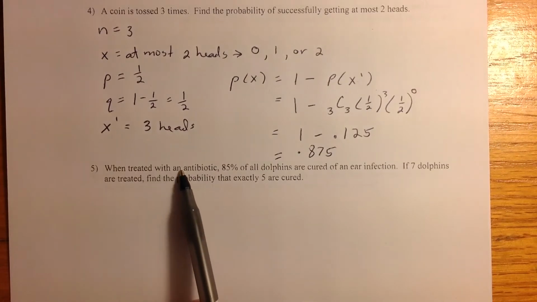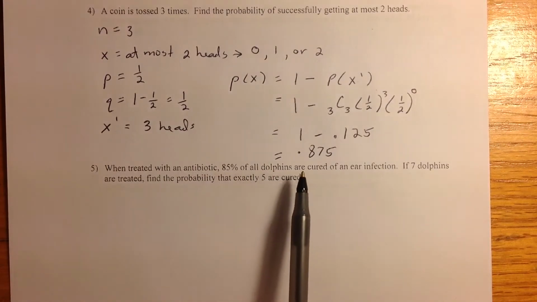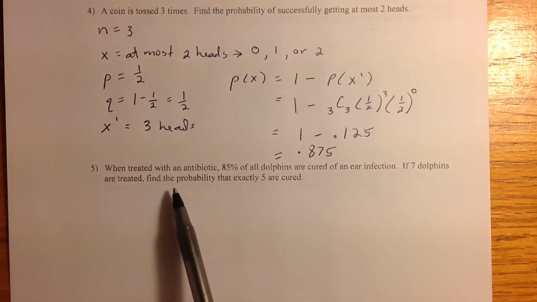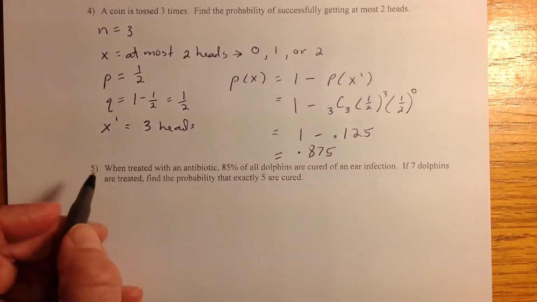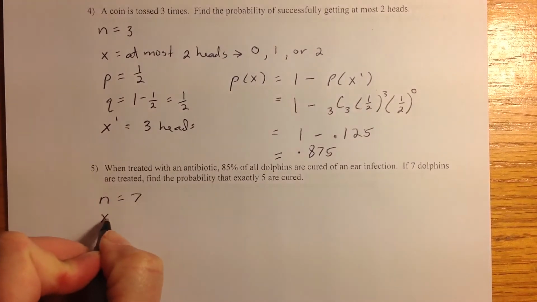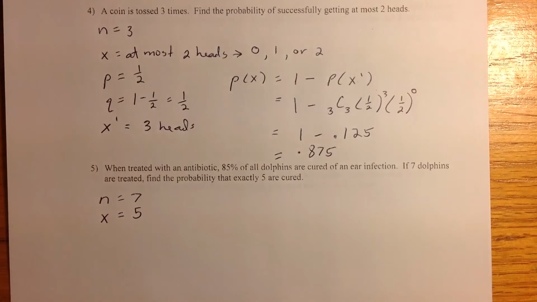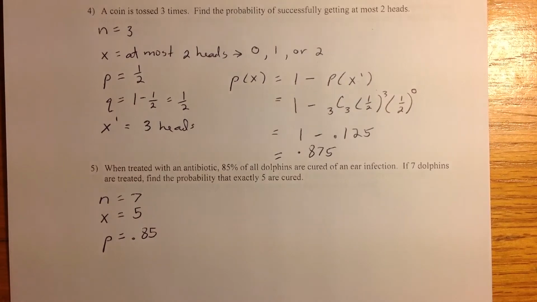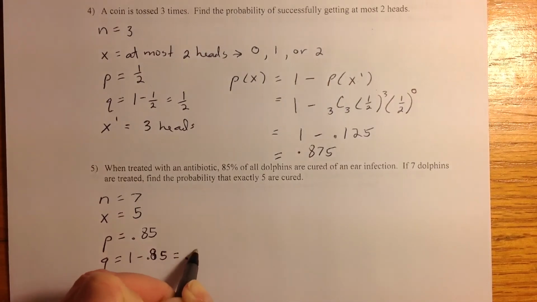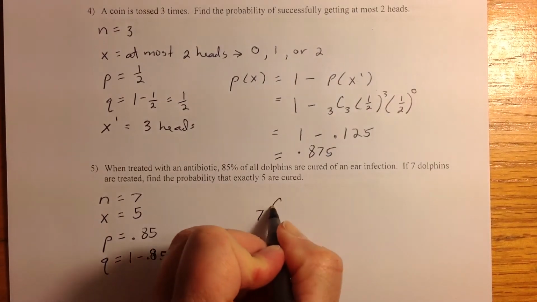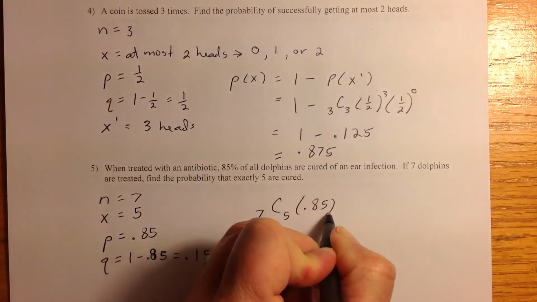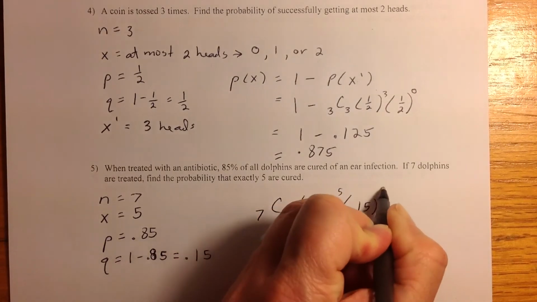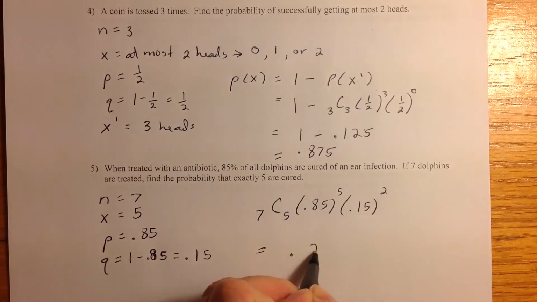So if we're going to treat dolphins with an antibiotic, 85% of all dolphins are cured from an ear infection. If 7 dolphins are treated, find the probability that exactly 5 are cured. So n is 7 because we have 7 dolphins. X is exactly 5, no other option. P is told to us, 0.85 or 85% likelihood of success. And Q is 1 minus 0.85, which is 0.15. Setting it up, it's 7C5, 0.85 to the 5th, 0.15 to the 2nd. Answer is 0.21.